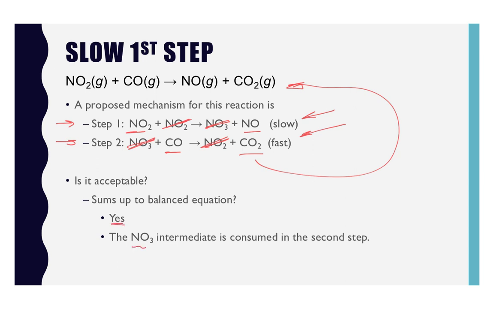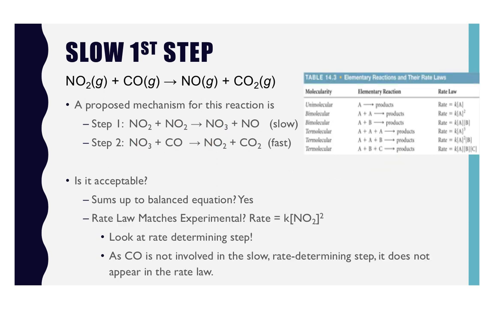Okay, that NO3 that is produced is consumed in the second step. It's an intermediate in this particular reaction. So it passes the first test. Okay. Second test, does it pass the second test? Well, does the rate law match the experimental? Well, we know from experiments that this is second order in NO2 and 0th order in carbon monoxide.